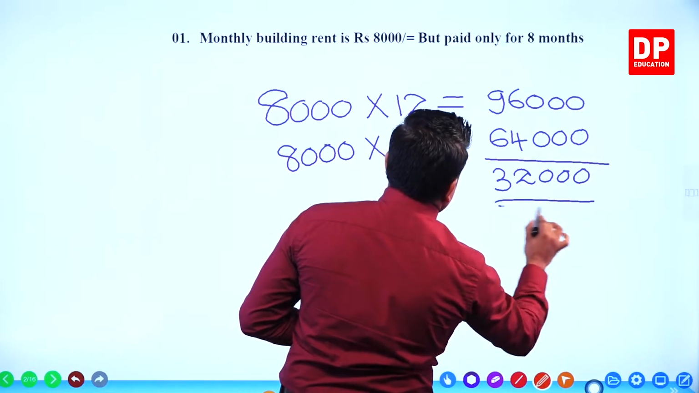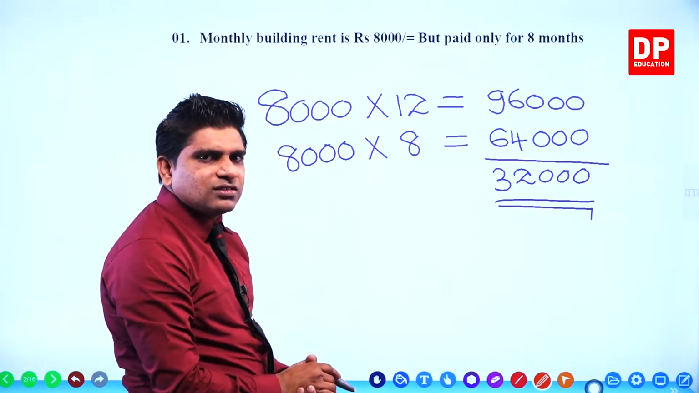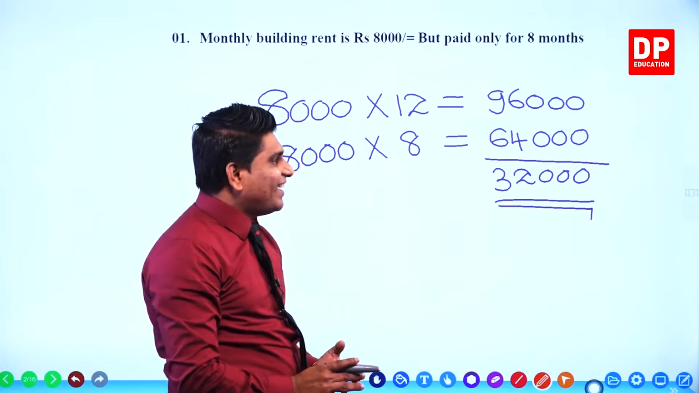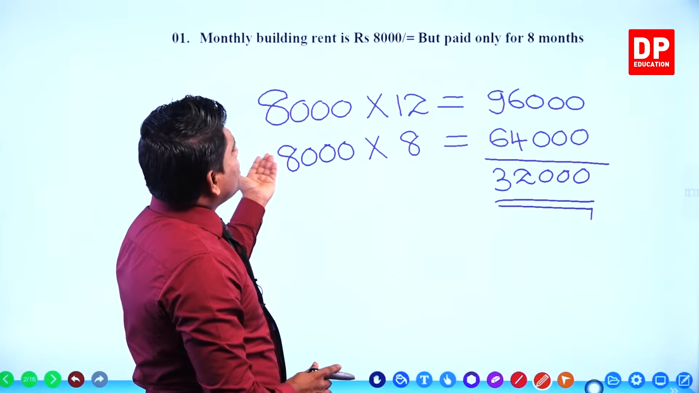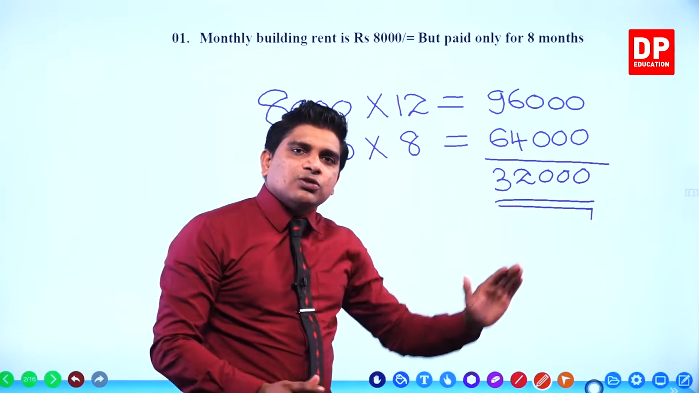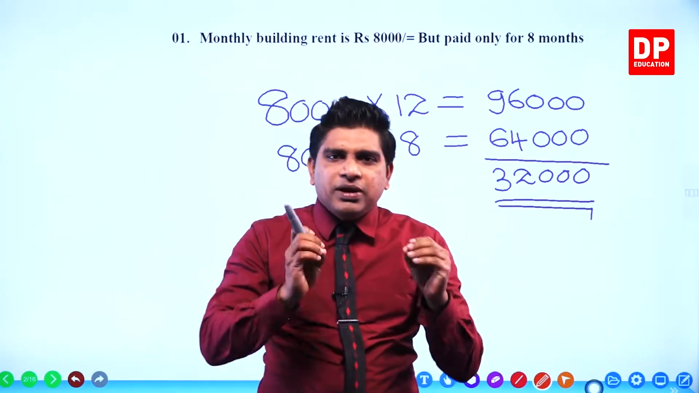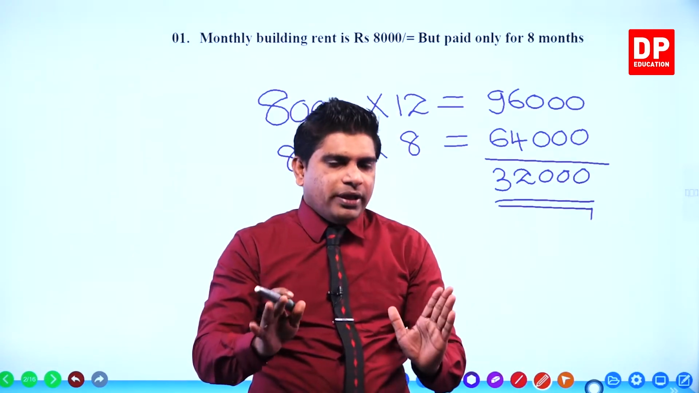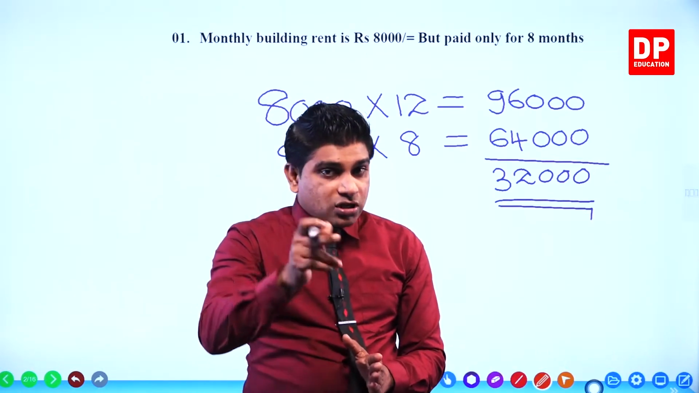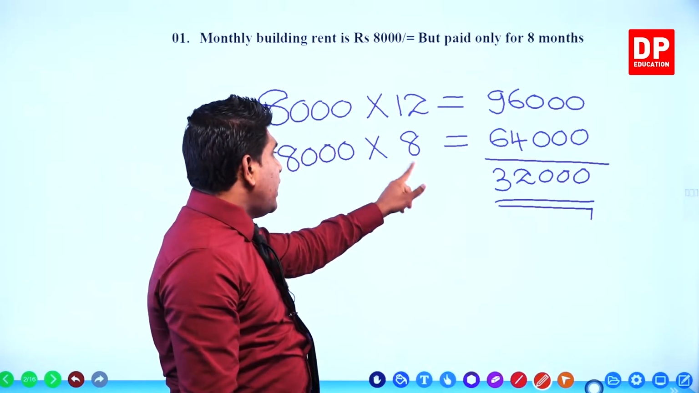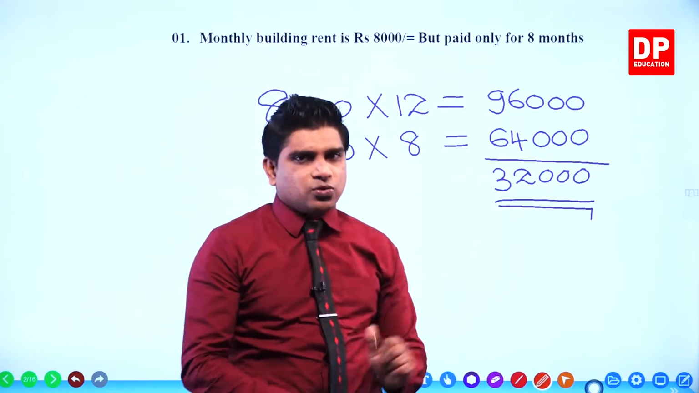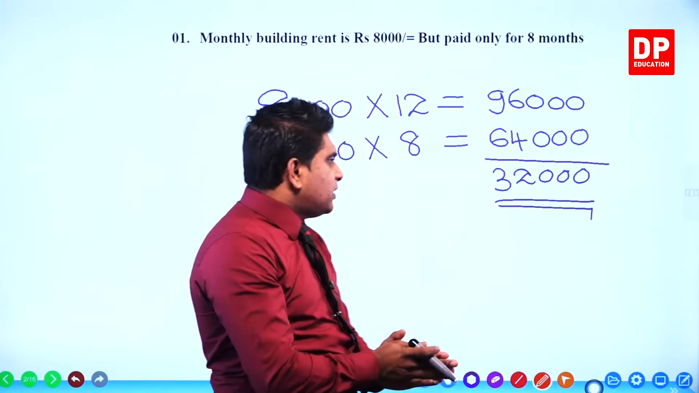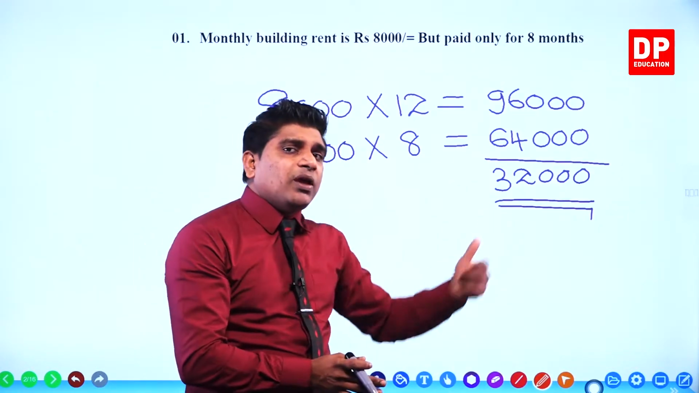They have to pay how much more? 32,000. Check, is it correct or wrong? Correct, right? 8,000 into 12 months, how much? 96,000. It is the annual building rent expense. For the whole year, they should pay how much? 96,000. But they have paid only 8 months. 8 into 8,000, 64,000. Try to understand well, right? Then, how much do they have to pay more?